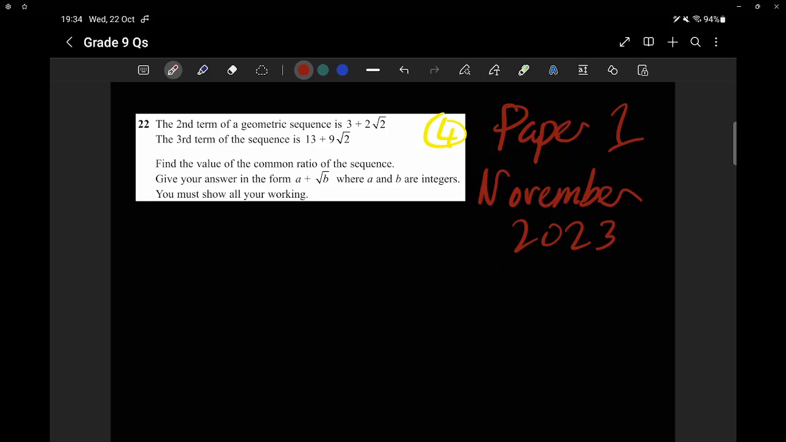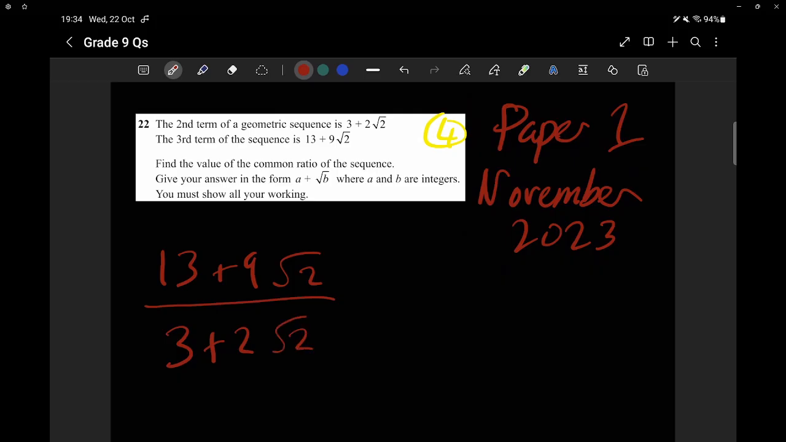So we want a common ratio. Ratio is another way of showing proportions, right? And we have the third term and the second term. We want to find the common ratio between them. So the way we set this up is as a fraction: 13 plus 9 root 2 over 3 plus 2 root 2.